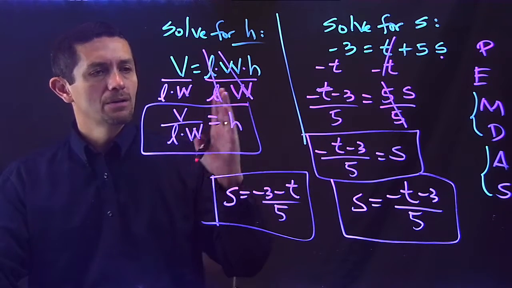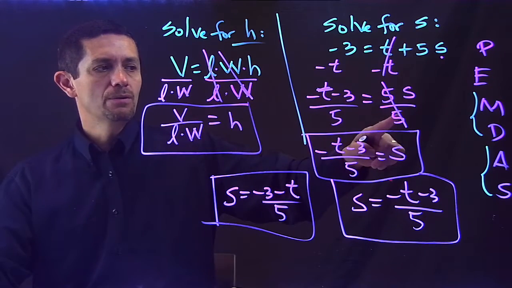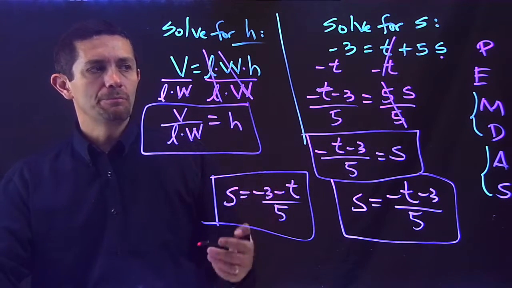So remember, a couple of things. Whatever you do on one side, you do on the other side. Over here, I divide by 5, divide by 5. So basically the same thing.